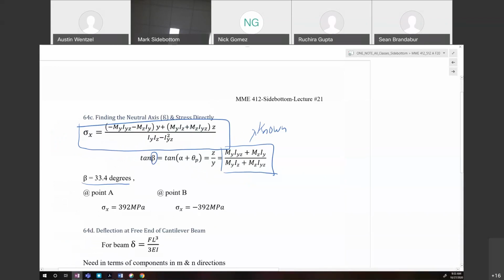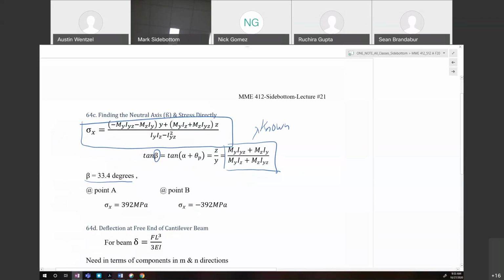Once you have that, you could then identify the two points. At point A, you would just plug the known values into the sigma x equation to solve for sigma x, and you can do the same thing at point B, and you'd end up getting the same stresses. These are the same results as the ones we got before. So either method is fine, whatever is most convenient for you to use.